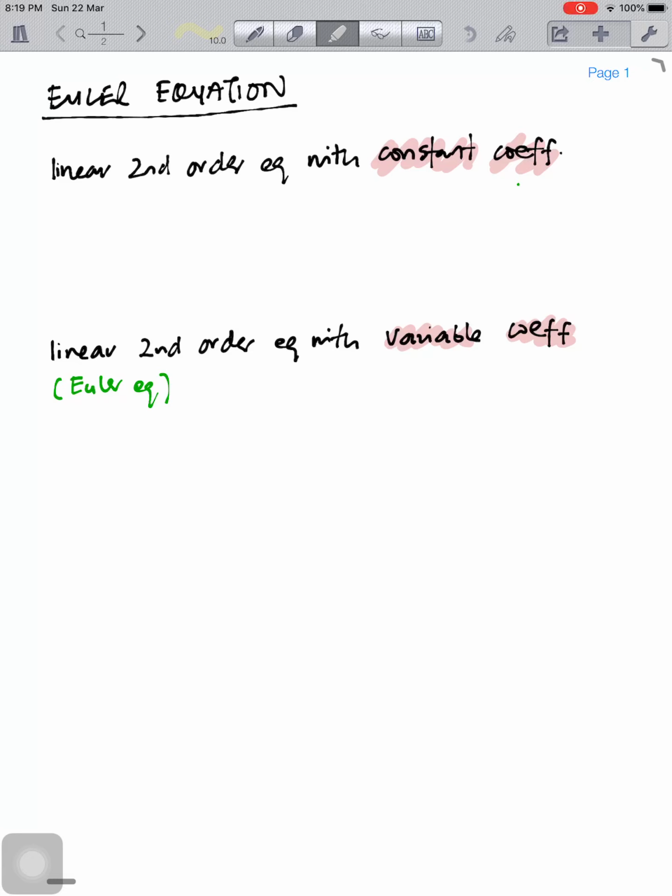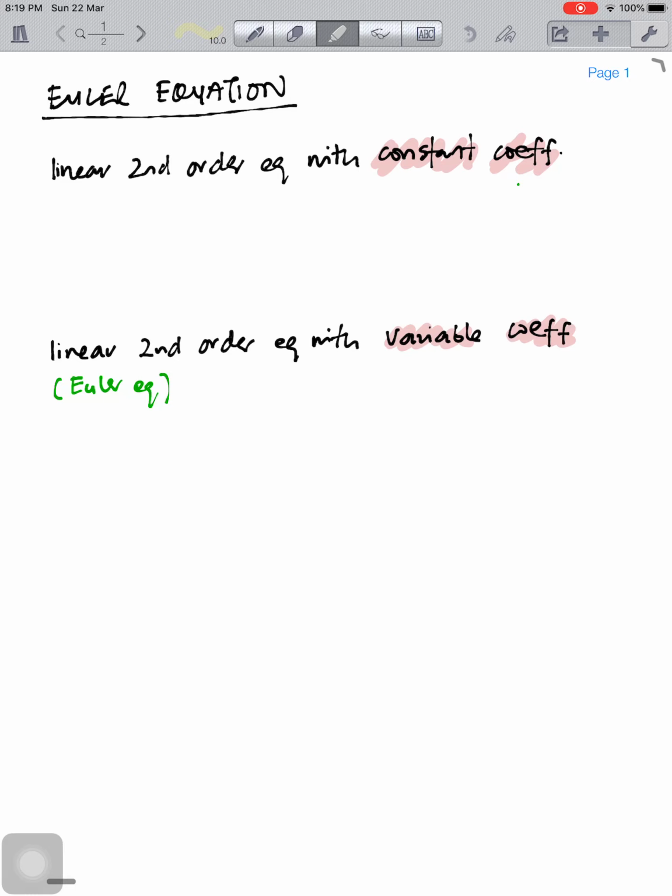Assalamualaikum and good day. So today we're going to discuss the last subtopic for chapter 2, which is called the Euler equation. Before I start with the Euler equation, let's first look at the difference. What is the difference between the Euler equation and the one that we have seen before?